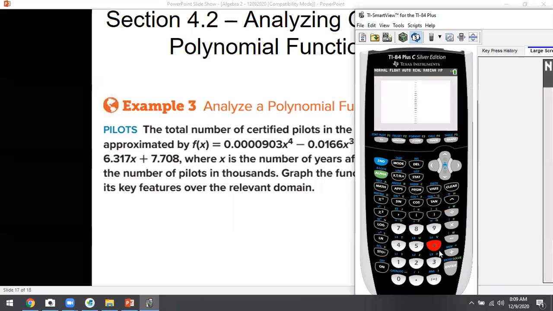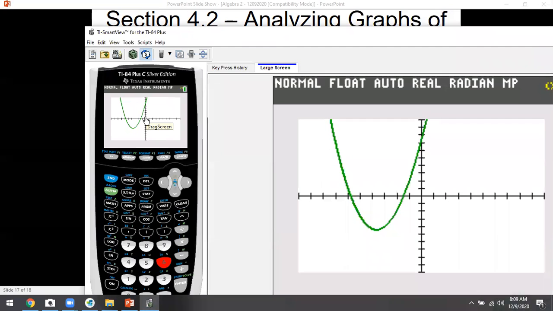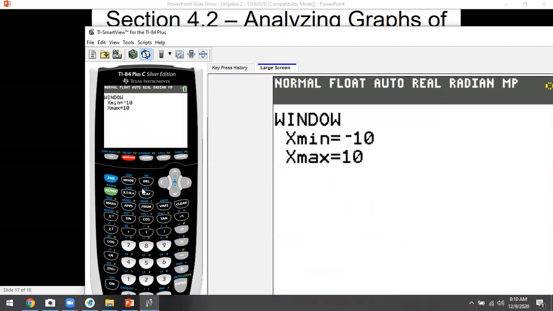Once you've got it typed in, hit zoom 6. I really don't think that's going to be a good window in this context. X represents the years after 1930. So let's see here. This only goes to x equals 10. That would only be 1940. You probably want to go a lot farther out than 1930. How about we change our window.